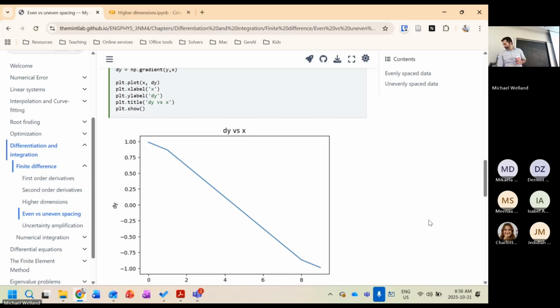NumPy's gradient is smart enough to understand when it's at the endpoint here, do forward difference, and when it's at the endpoint here, the boundary, do backward difference over there. This is what you get. If you got a plot like this, would you trust it?